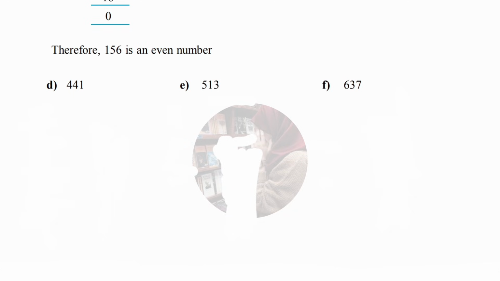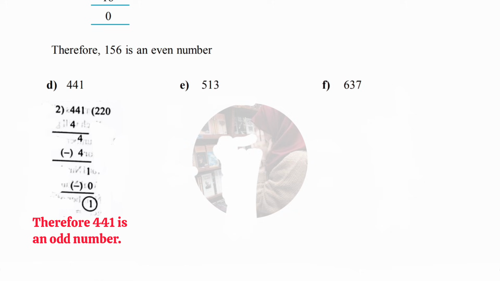441 is given. So divide it by 2. So 2 2s 4, 2 2s 4. So 2 zeros 0, 1 will be left as remainder. So therefore 441 is an odd number.